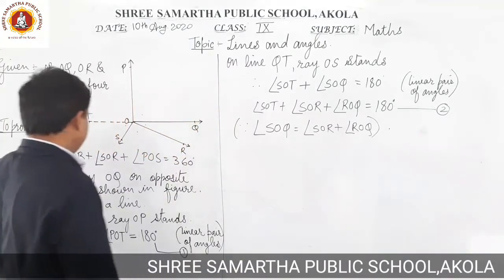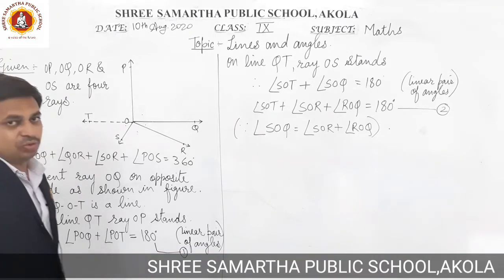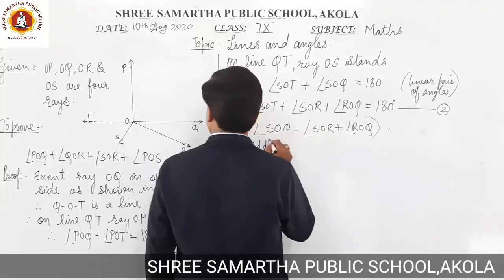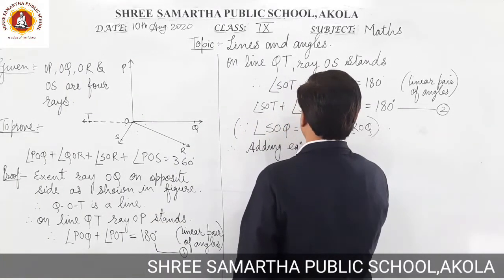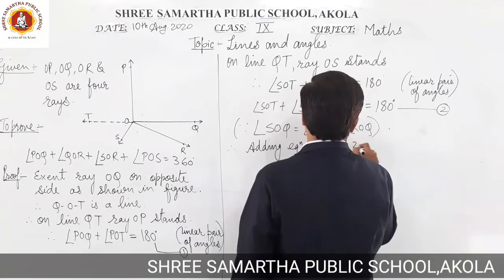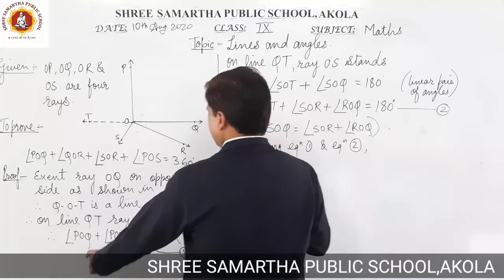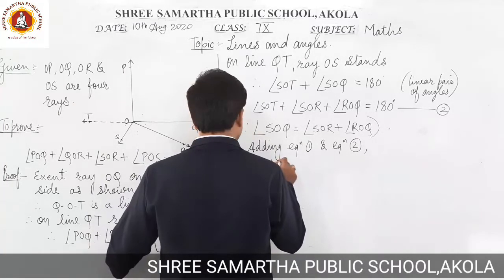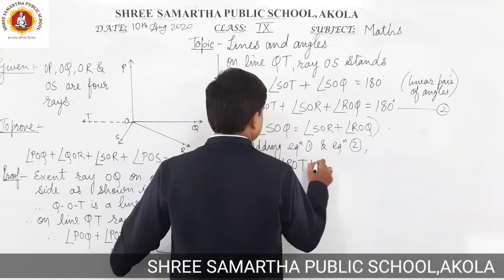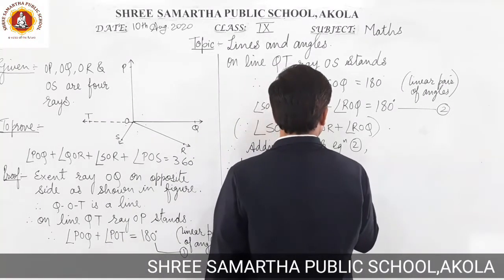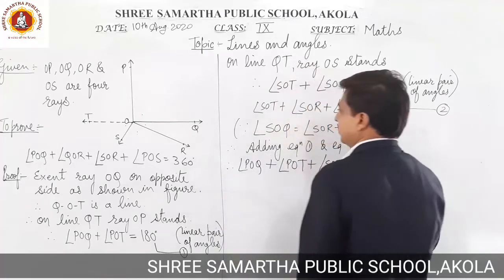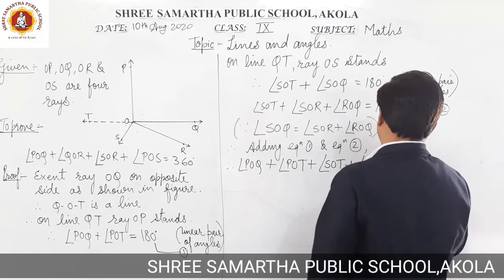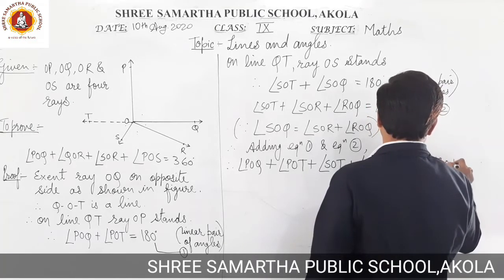Now, dear students, we just need to add equations 1 and 2. Adding equation 1 and equation 2, we get angle POQ plus angle POT plus angle SOT plus angle SOR plus angle QOR is equal to 180 plus 180.